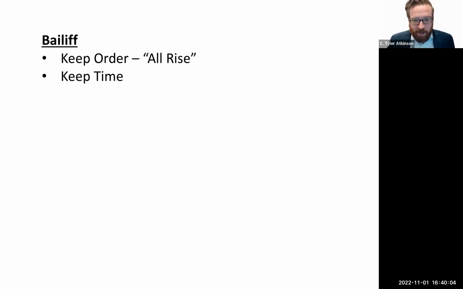Then the bailiff would escort them to jail if the judge holds them in contempt. We don't have youth and government jail, though.